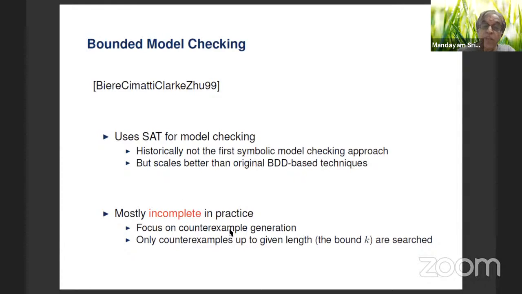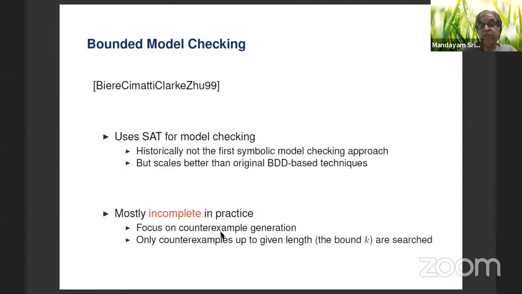And you focus on counterexample generation. Model checking once and for all proves that a property is conclusively true for a given model, but in practice, even an incomplete method that focuses on counterexample generation, especially one that can guarantee counterexamples up to a given bound on their length, is usable.